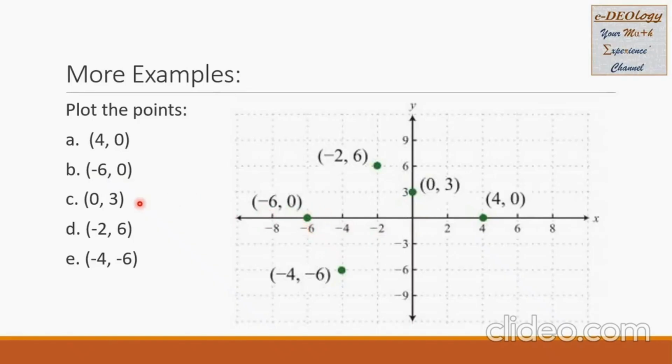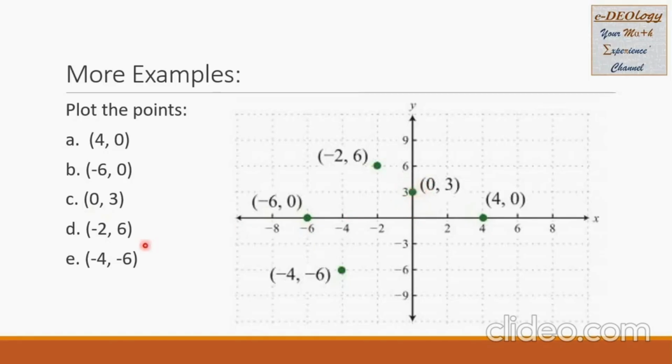The next is the point 0, 3. We begin with the number 0, that is for the x coordinate. Our x-axis is here, the value 0 is here, and then the y coordinate is 3. We go 3 units up. So this is now the point 0, 3.